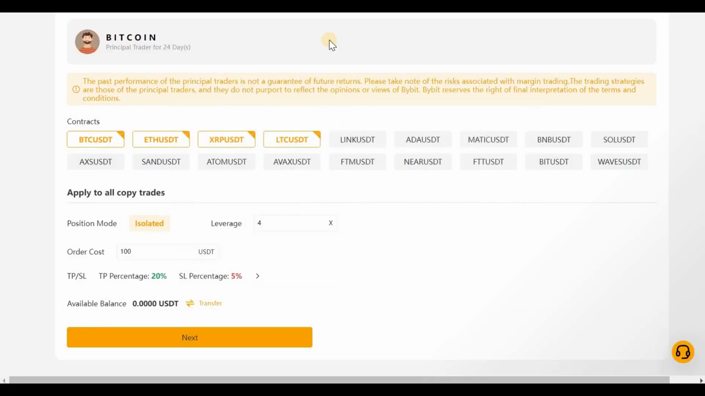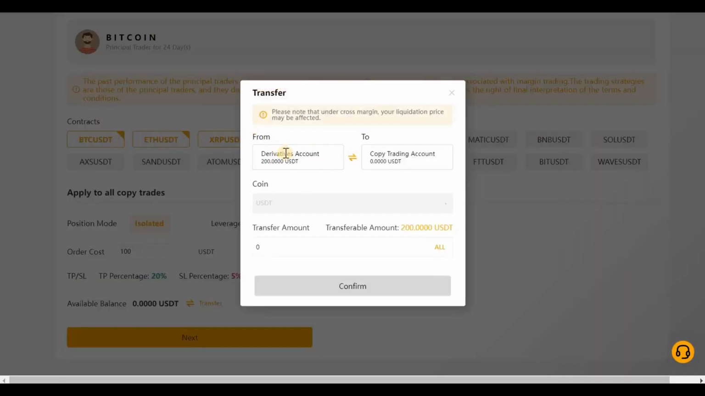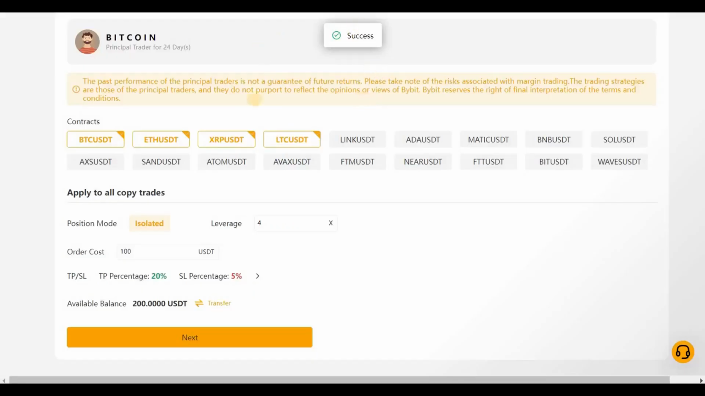Once you've funded your derivatives account, you can go over to this section right here and click on transfer. I am going to transfer USDT from my derivatives account to my copy trading account. I will click on max right here and transfer this amount. As you can see right here, I have successfully transferred from my derivatives account to my copy trading account.